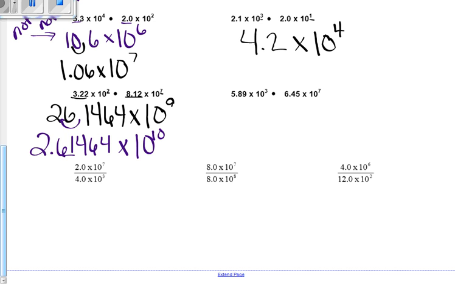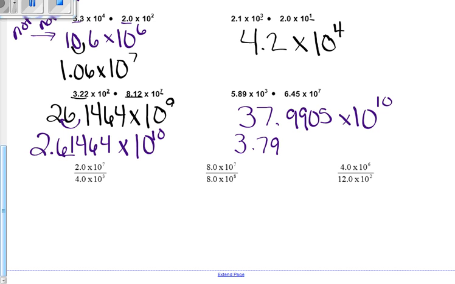Let's try another one. We have 7.9905 when I multiply my two bases together, times 10. 3 plus 7 is 10. So again, I have to move my decimal point over, so 3.79905 times 10 to the 11th power. If I moved right, it would become the 9th power.